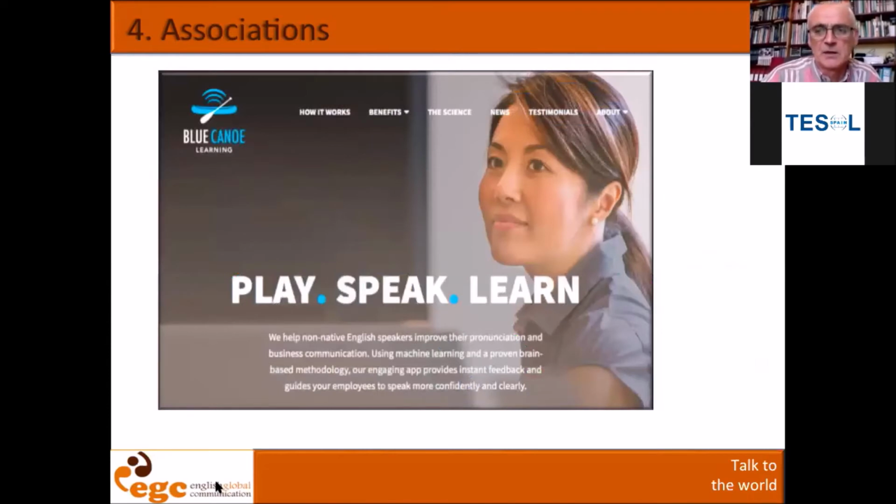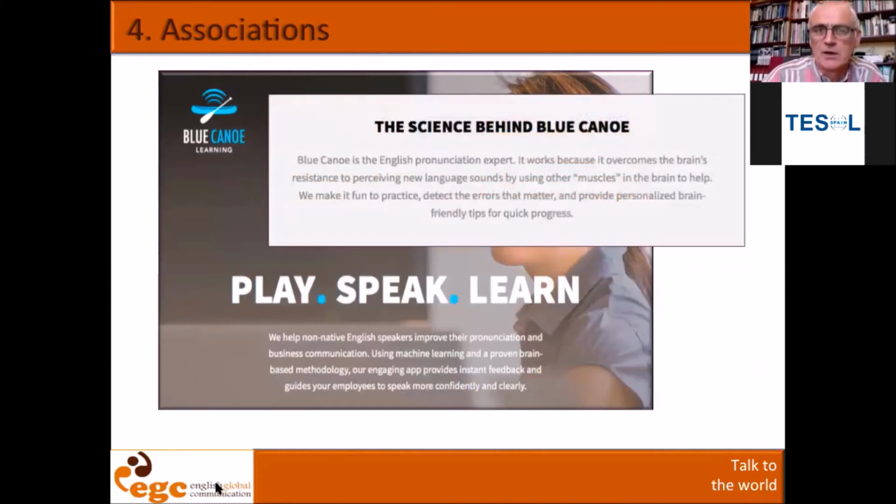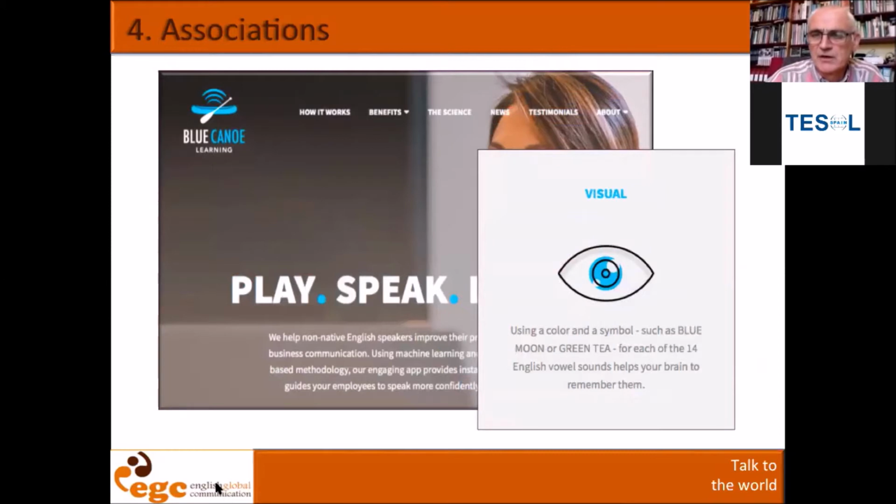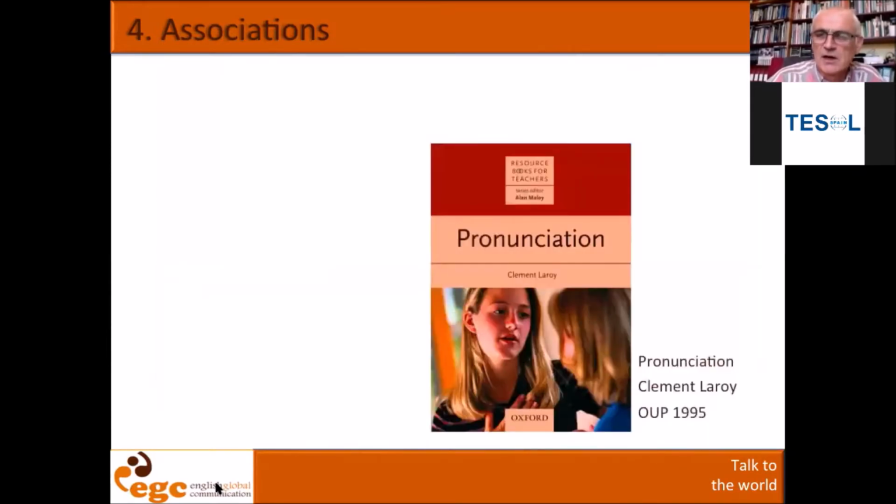This is again coming to technology, which you can buy in terms of courses. This is exactly what Blue Canoe Learning does, because it talks about other muscles in the brain and about how we can actually access them and overcome resistance to new sounds. And therefore, by using something visual and by matching a color and a symbol, we get blue moon or we get green tea. And in this way, the brain retains the quality of English vowels because of the association of the vowels' colors.